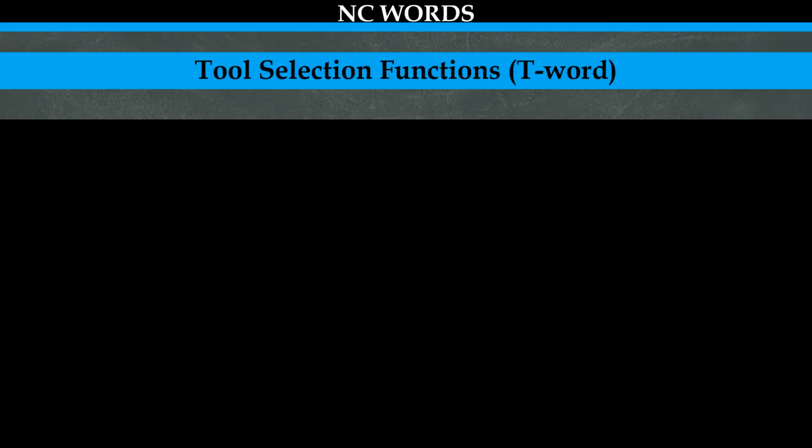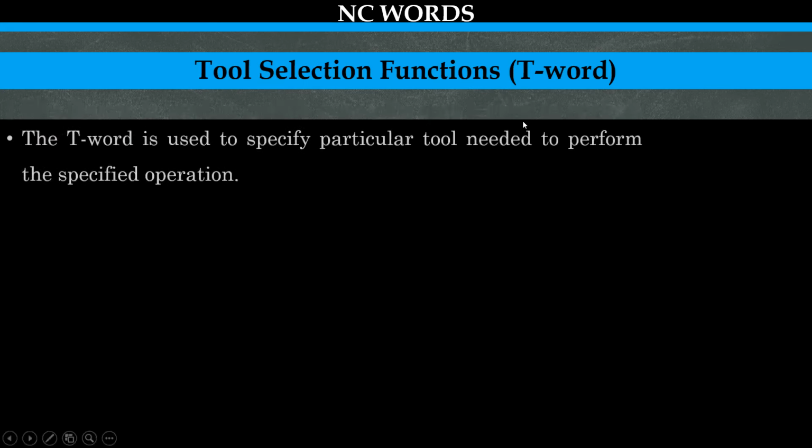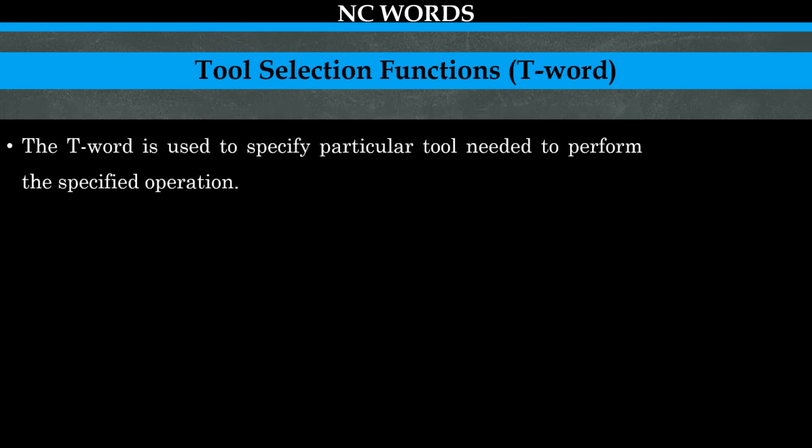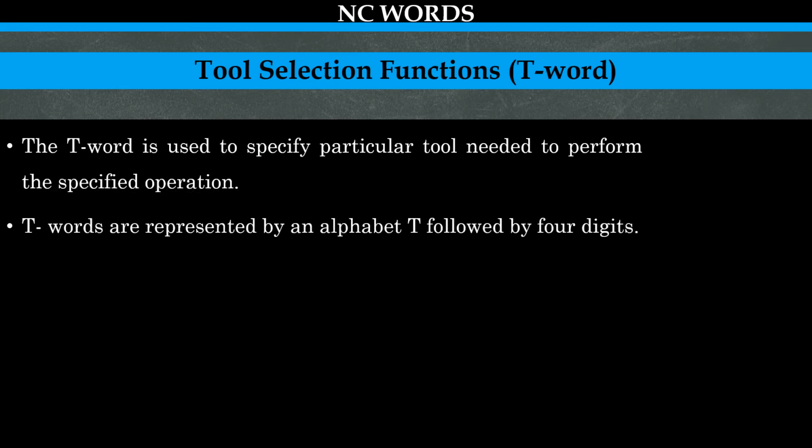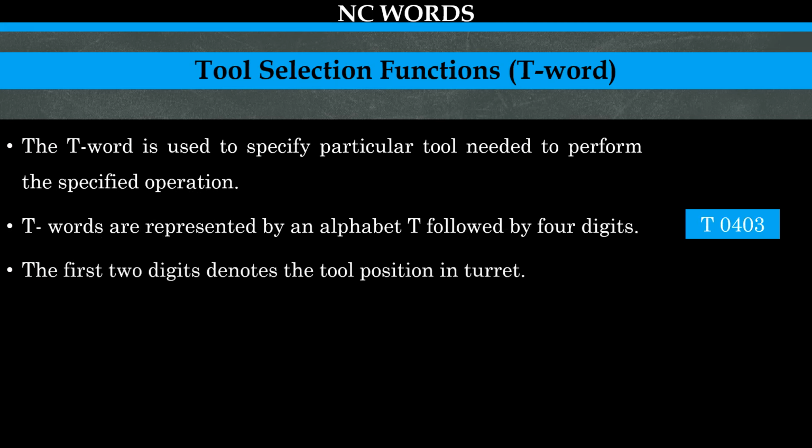Then comes the tool selection function or T word. The tool selection function is used to specify a particular tool needed to perform the specific operation. For this purpose, T words are represented by the alphabet T followed by 4 digits, like this, T0403. Out of these 4 digits, the first 2 digits denote the tool position in the turret or the tool position in the automatic tool changer, ATC.